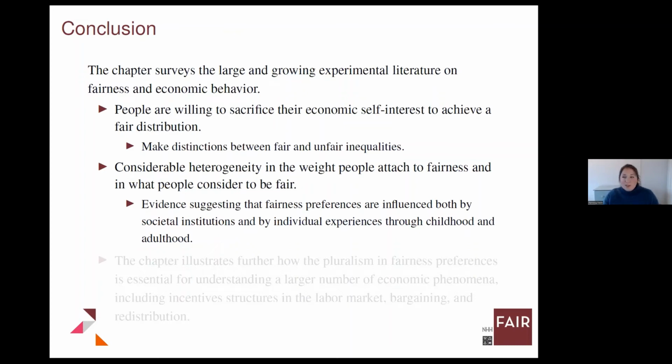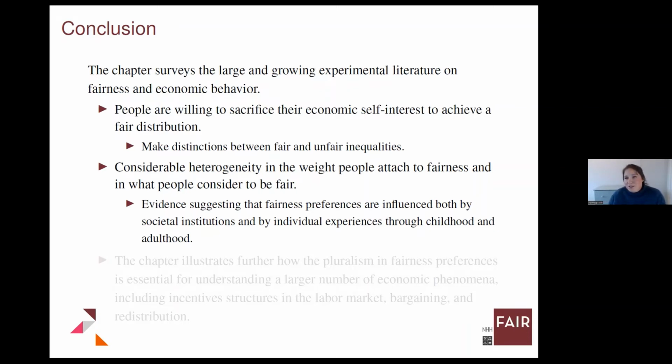So to conclude, this chapter surveys the large and growing literature on fairness and economic behavior. And people seem to be willing to sacrifice some, at least, of their self-interest to really do what is considered fair. But they do make distinctions between what's fair and unfair inequalities. And that sort of matters for how much they want to redistribute.